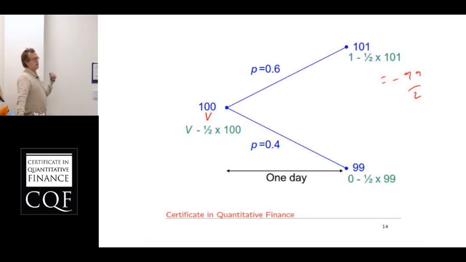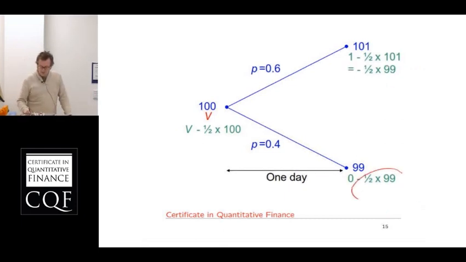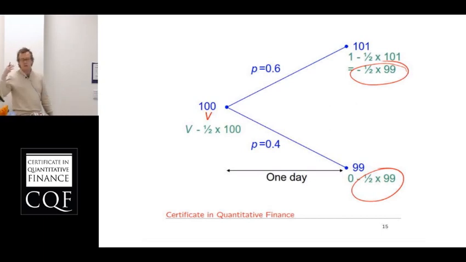If the stock goes down, we have 0 from the option, and we have minus 99 over 2, because we've got half a stock position. We're short, so minus a half, and the stock is worth 99, so minus 99 over 2. Now, what do you notice there? Well, whether the stock goes up or goes down, the portfolio is worth exactly the same. That's hedging. In other words, we could have just bought the stock. That's risky. You make $1 or you lose $1.